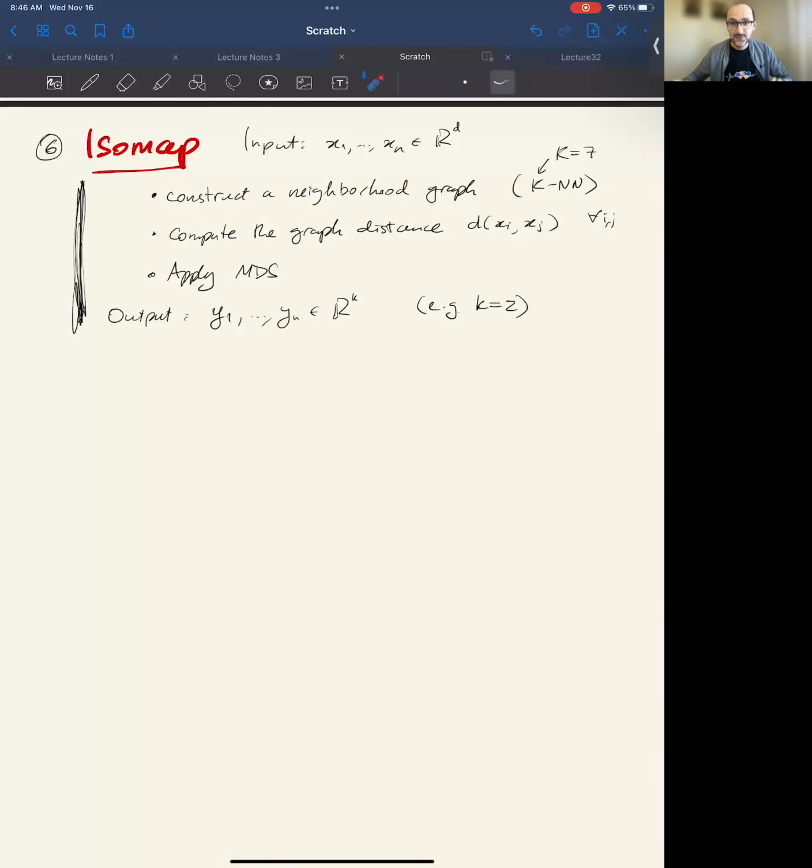Cool. All right. So you have one tool that actually works. Unfortunately, there is little theory, because MDS is the weak link. That has no theory.